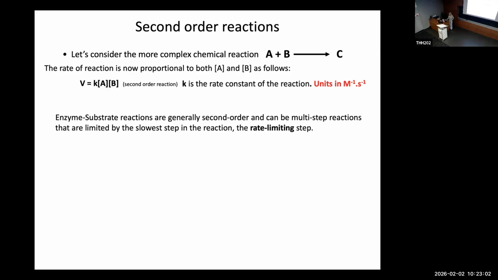So most of the enzyme reactions we see will actually be these second order reactions, and they can have multiple steps in the active site, multiple parts of the reaction. And the slowest part is always called the rate limiting step. So we will hear that term.